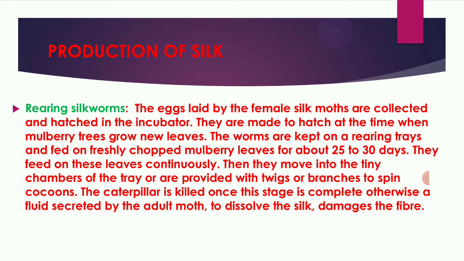Next, production of silk. First, rearing of silkworms. How do we produce the silk? The eggs laid by the female silk moth are collected and hatched in an incubator. They are made to hatch at the time when the mulberry trees grow new leaves, since the worms require mulberry leaves. The worms are kept on the rearing tray.